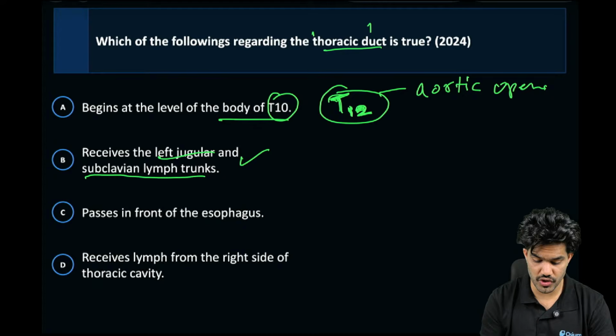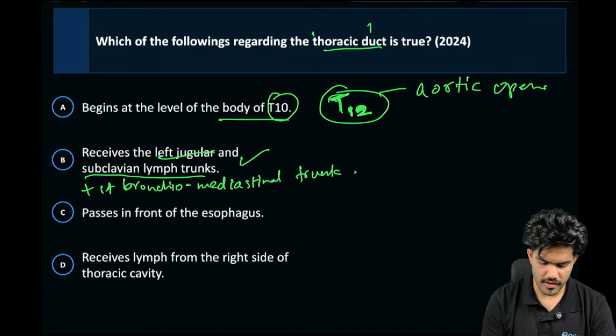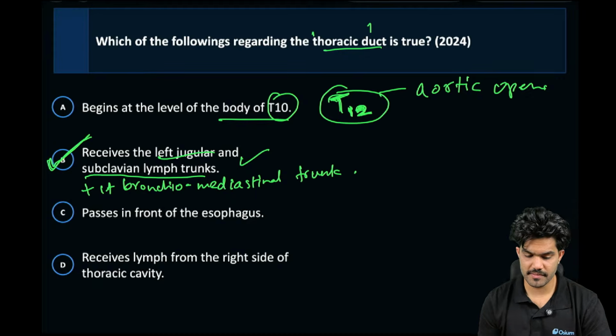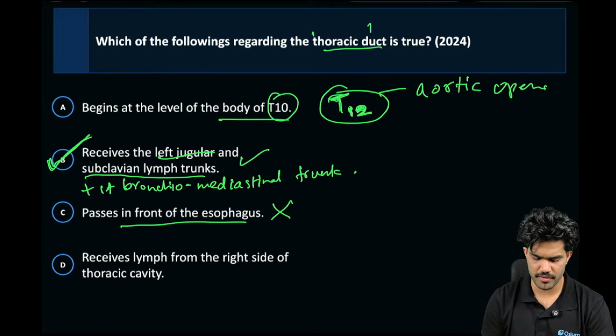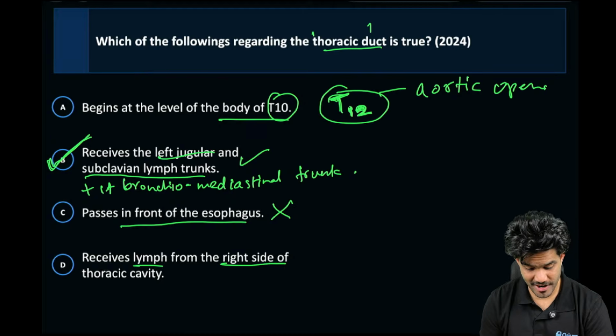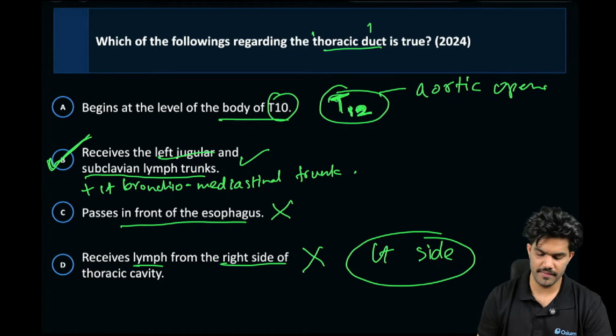It receives left jugular and subclavian trunk. Yes, and also you should add left bronchomediastinal trunk. Okay, B should be the right answer. Passes in front of esophagus, no. Receives lymph from right side of the body, no, it receives lymph from the left side of the body.